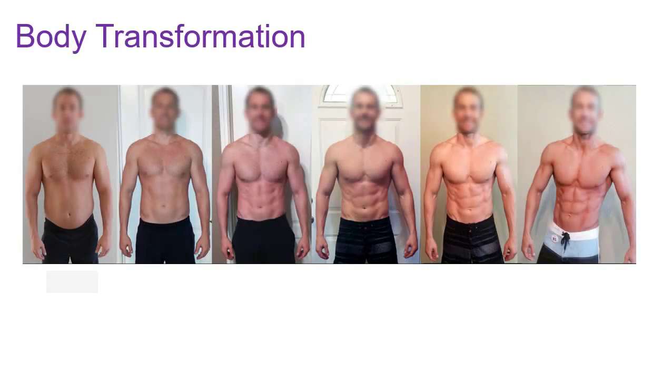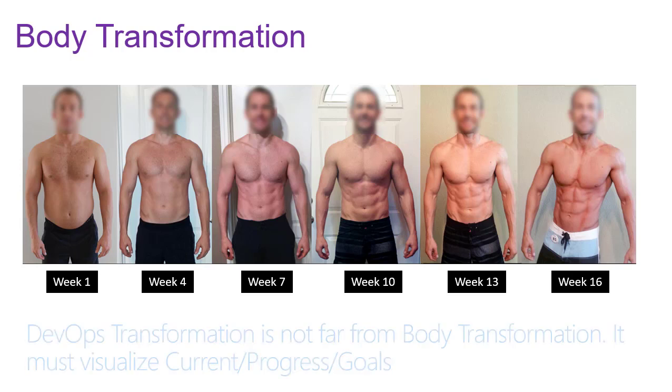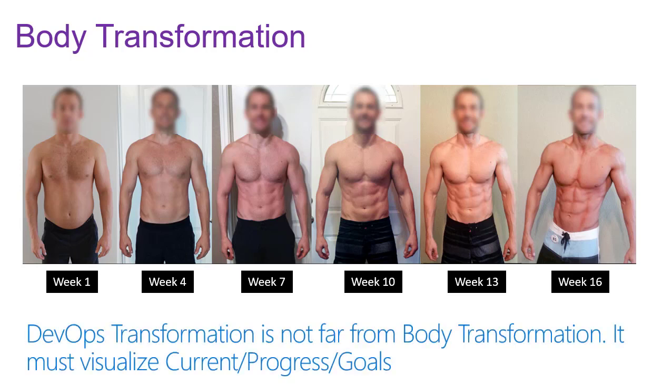Let me give you the example of body transformation. If we look at body transformation, and again, it is the same, we start looking at week 1, week 4, week 7, and this progress is very important to understand where we are, what we are doing, and where we are going. And DevOps transformation is not far from body transformation. It must visualize the current, the progress, and the goals.